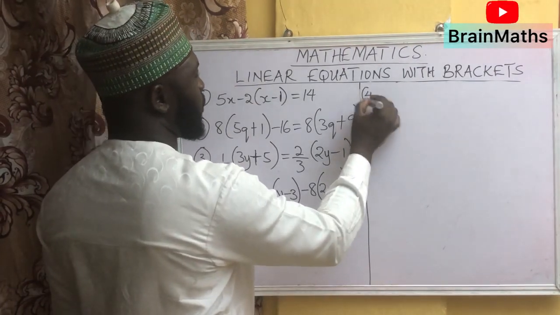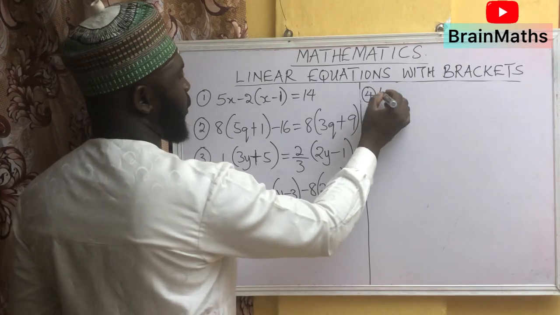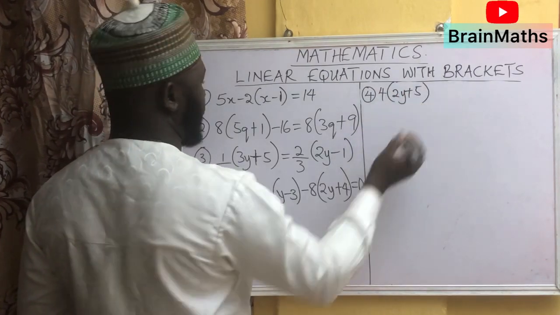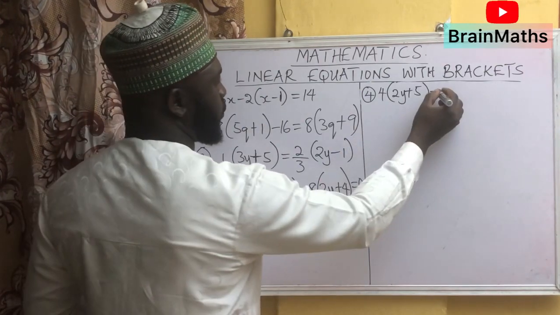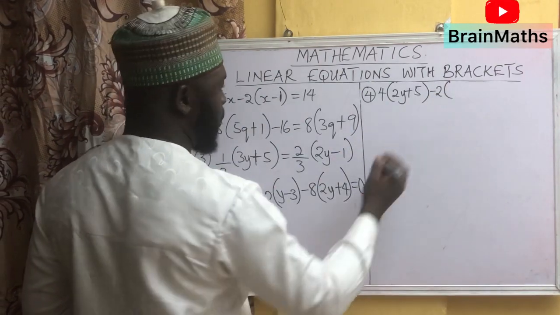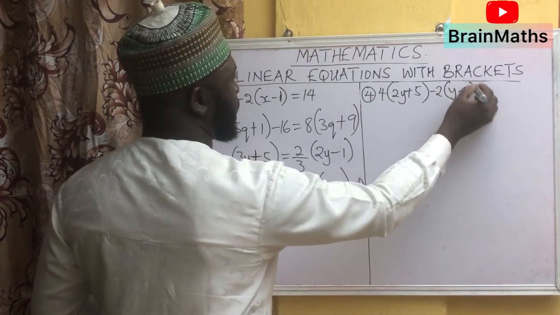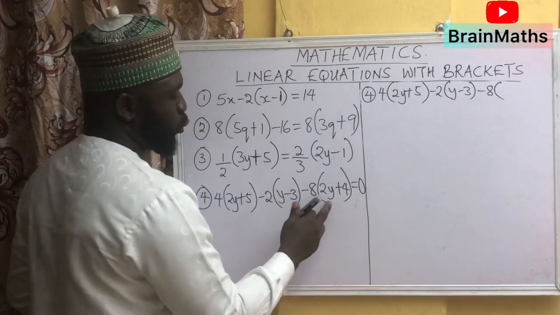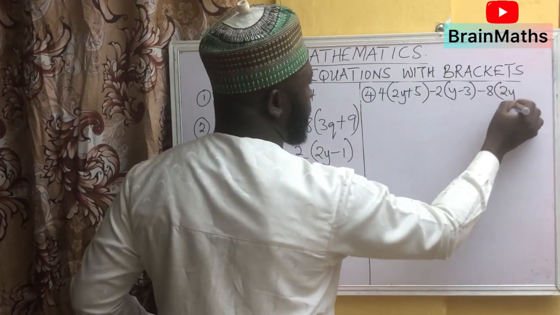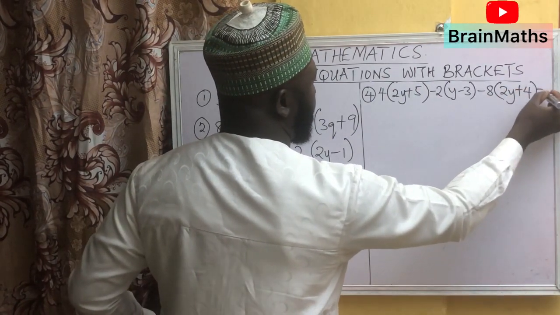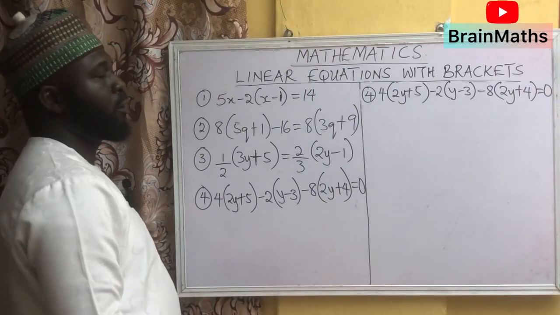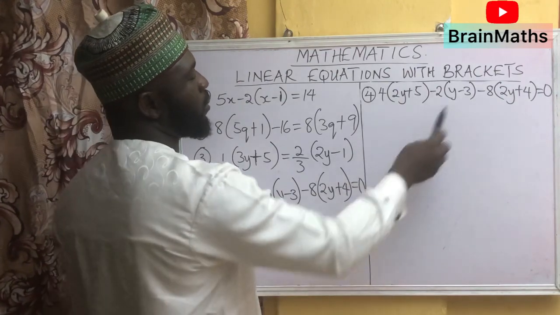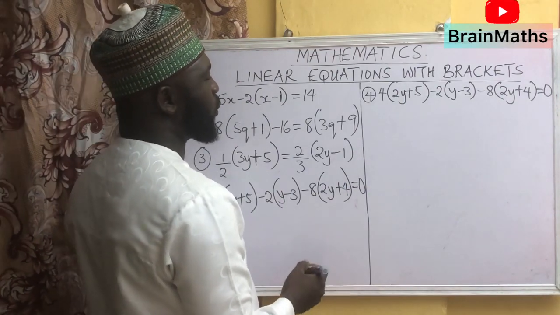Question number 4 says 4 into 2y plus 5 minus 2 into y minus 3 minus 8 into 2y plus 4, all equals 0. So let's try to open the brackets with the numbers in front of each one of them.